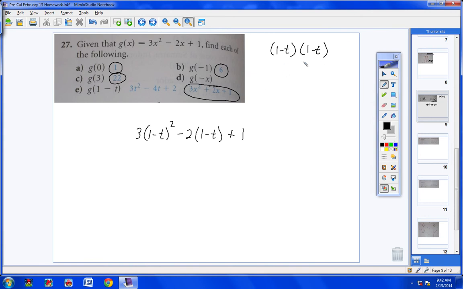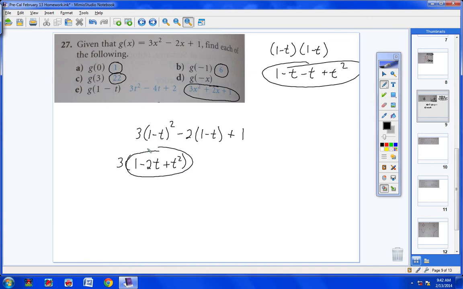Now, if you multiply all that out, 1 times 1 is 1, 1 times negative t is negative t, negative t times 1 is negative t, negative t times negative t is positive t squared. You'll end up with this right here: 1 minus 2t plus t squared. When you simplify this, this is what you'll get right here. All right? And then bring down your negative 2(1 minus t) and then a positive 1.